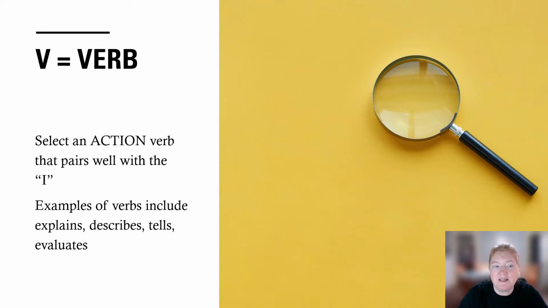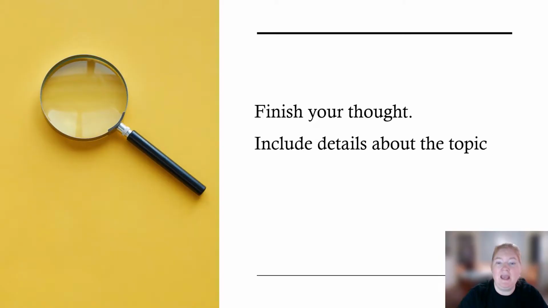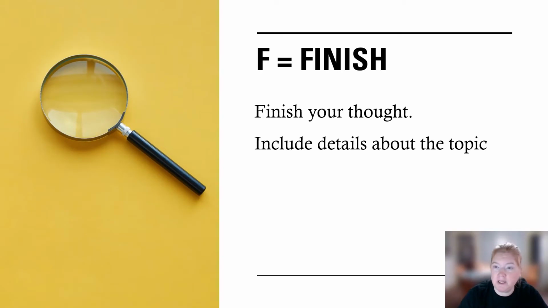V stands for selecting an action verb that pairs well with the I, the identifier. So examples of verbs could be explains, describes, tells, evaluates. You are not going to use a helping verb. So no is, are, was. And then F stands for finish. You're going to finish your thought. You're going to include details about the topic.